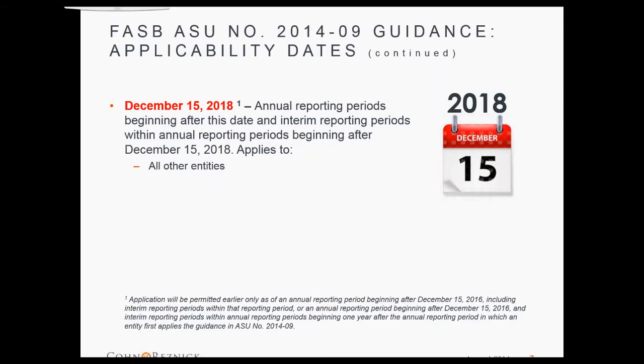Under the modified retrospective approach, entities would apply the new ASU only to contracts that are outstanding as of the date of adoption.